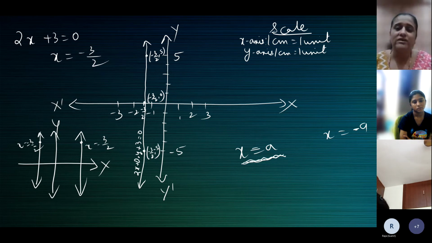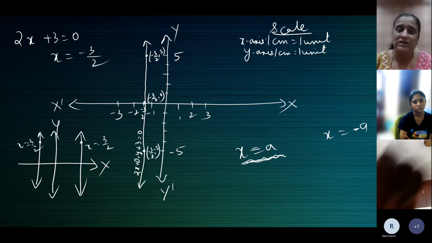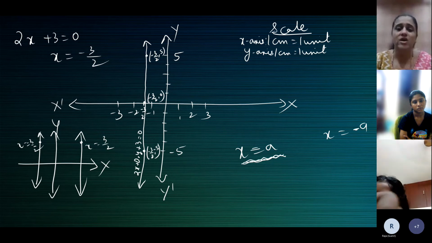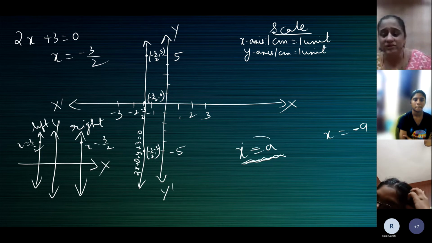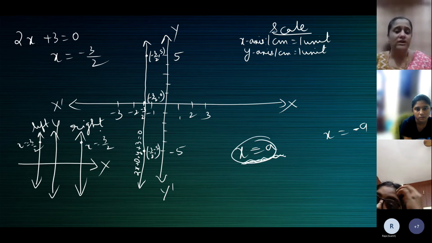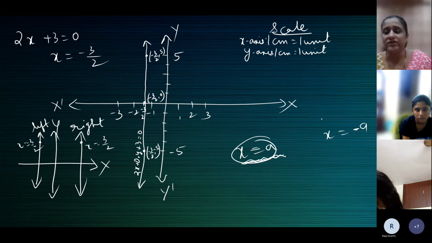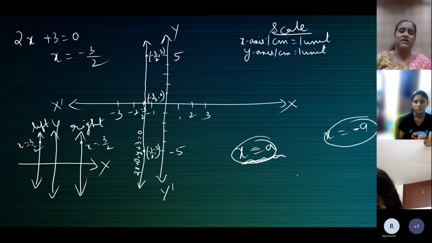Is the graph line, does the graph line lie to the left of the y-axis or to the right of the y-axis? Is it on the right side or the left side? If x is equal to a positive value, it lies on the right side. If x is equal to minus a, that is a negative value, it will lie on the left side.